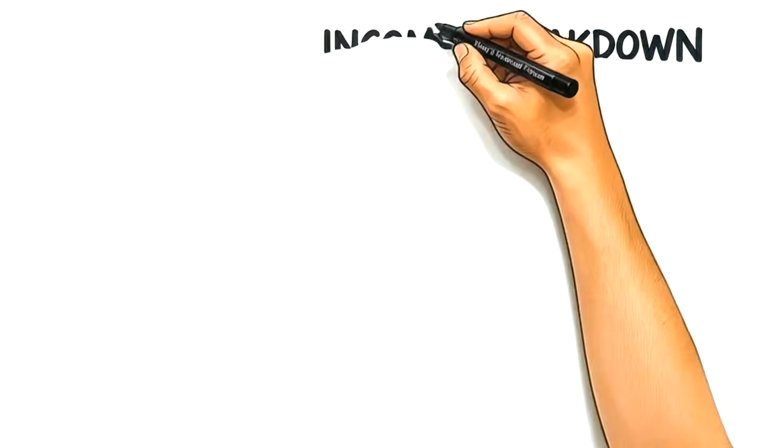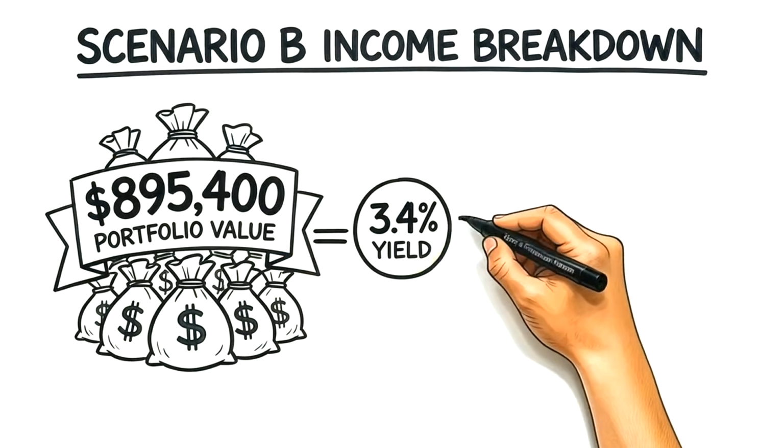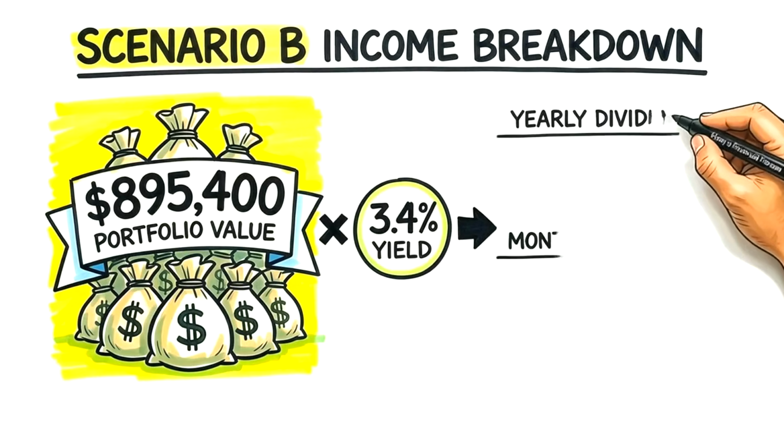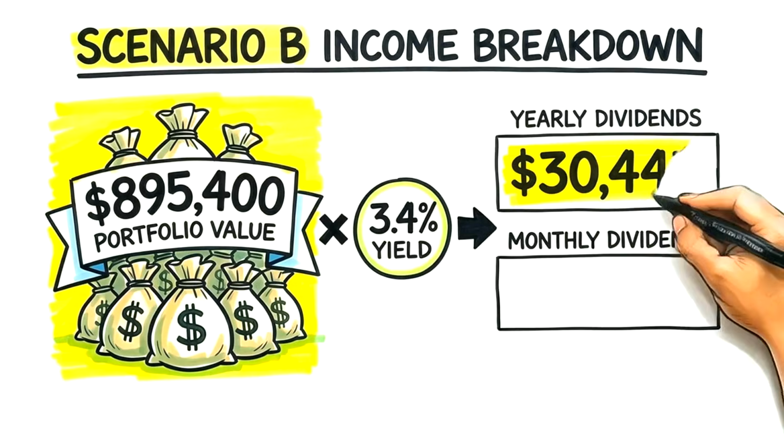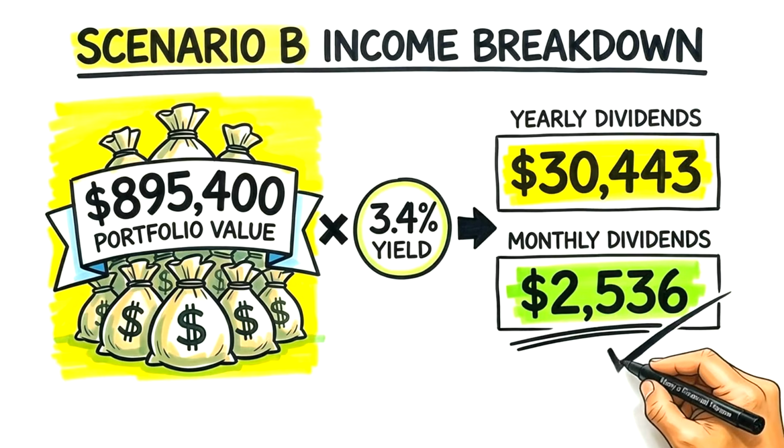At a 3.4% yield, that $895,000 portfolio could generate about $30,443 per year, or roughly $2,536 per month in dividends.